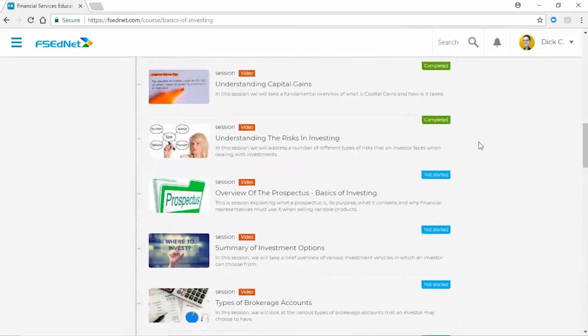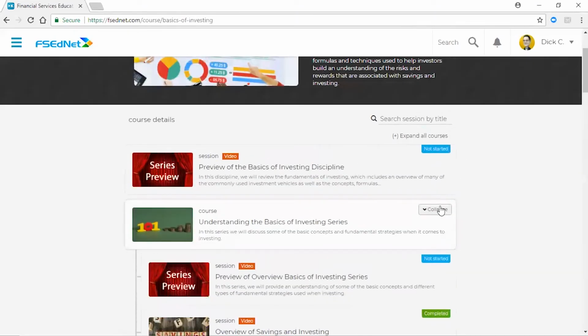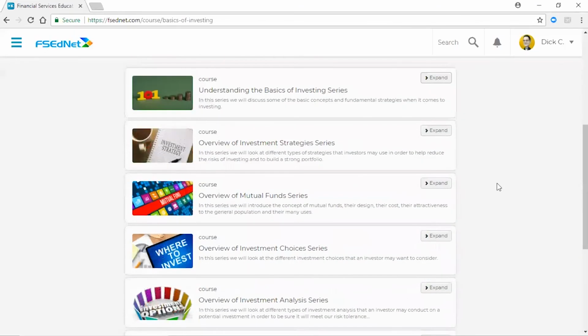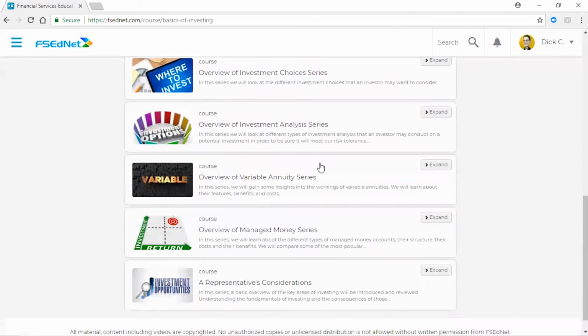This is followed by detailed courses on Overview of Mutual Fund Series, Overview of Investment Strategy Series, Overview of Investment Choices Series, Overview of Variable Annuities Series, Overview of Managed Money Series, Overview of Investment Tools and Analysis Series, and yet there is still more.